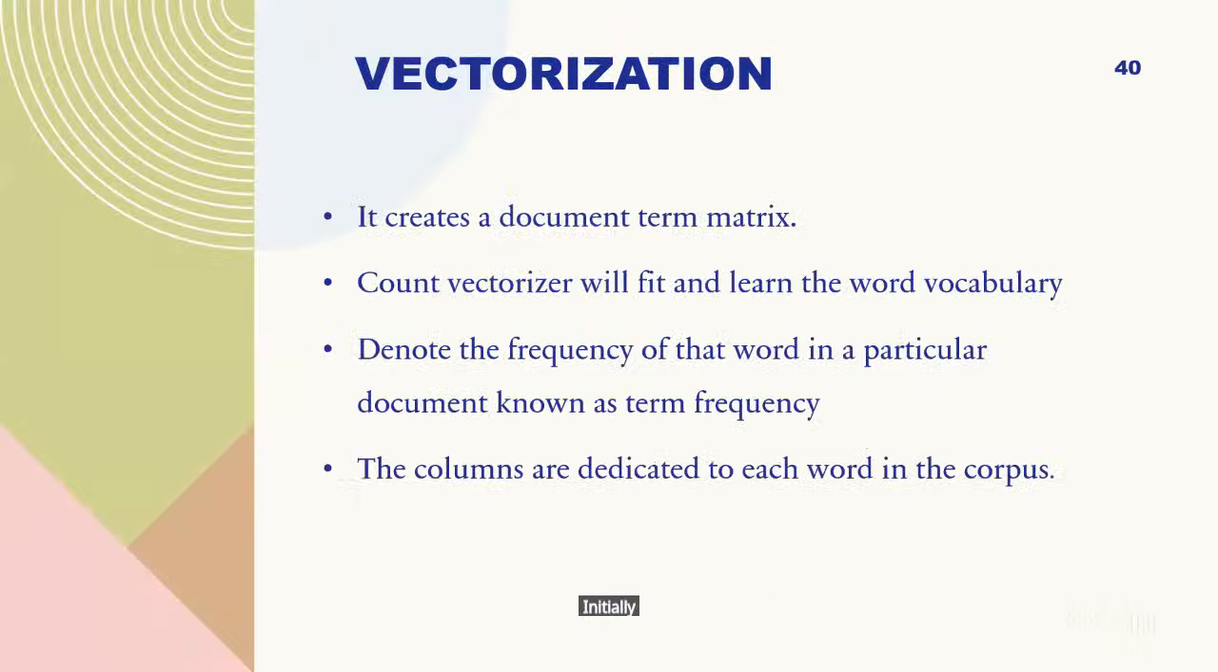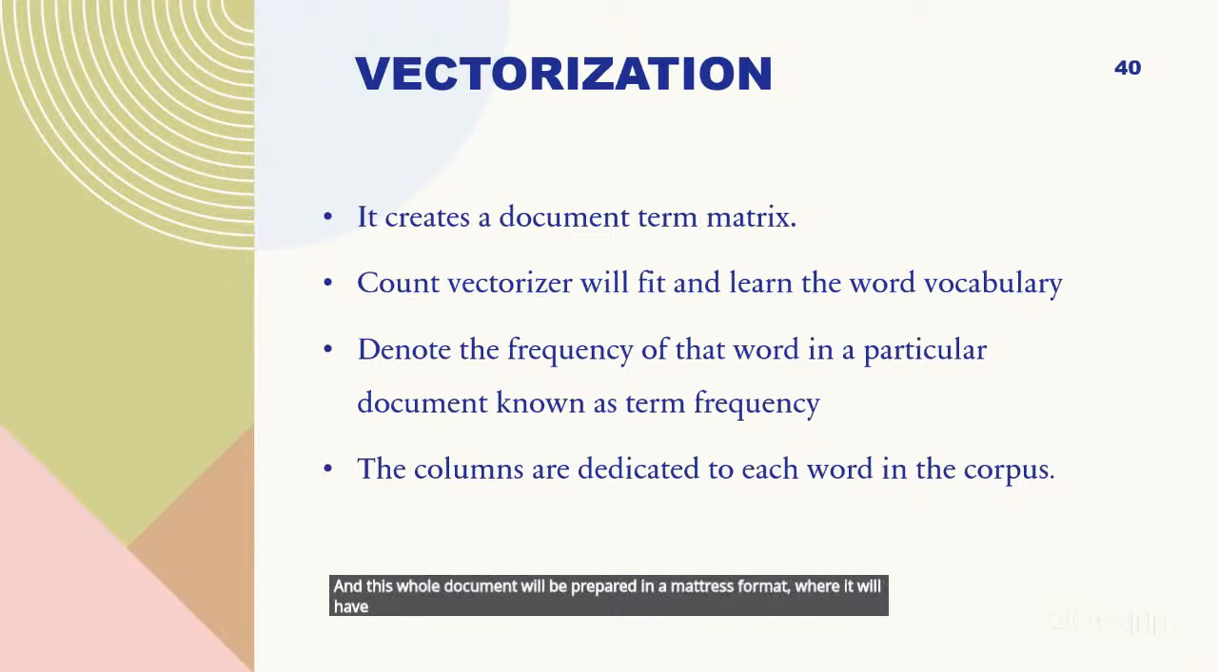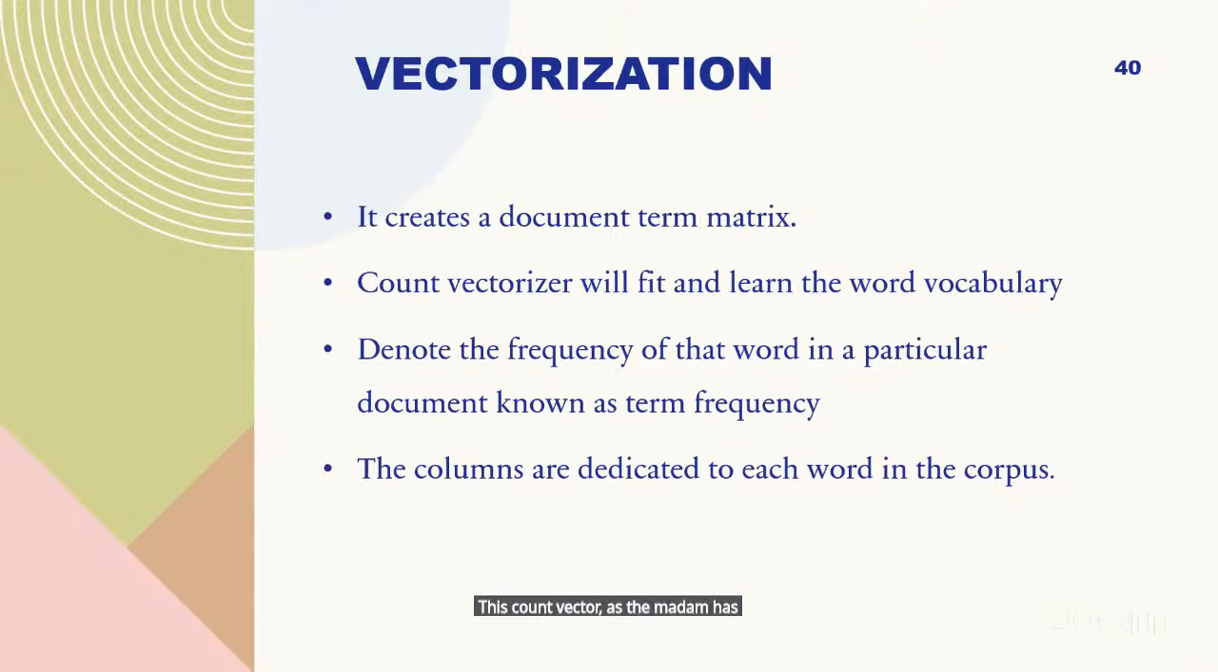Initially, the vectorization we speak of is a document term matrix. We know a matrix is a row and column format, and this whole document will be prepared in a matrix format where it will have zeros and ones. This count vector, as the madam has given the example of zeros and ones, you will fit and learn the word vocabulary where it needs to be fitted, and it will be marked as zeros or 1.